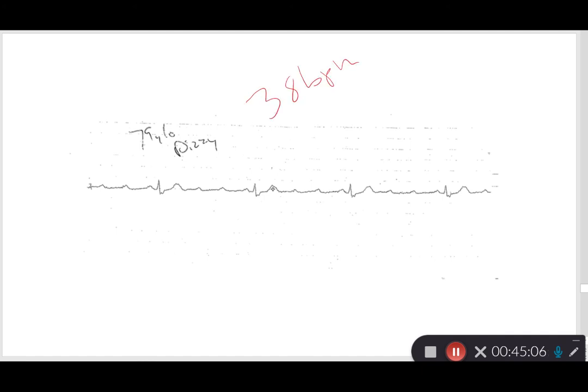Obviously, I can't count blocks there. Could it be a first degree heart block? First of all, I have more P waves.